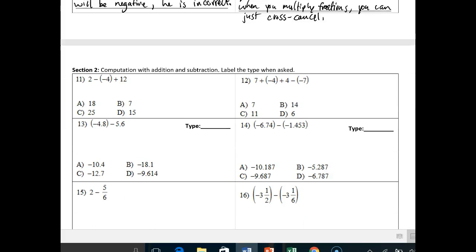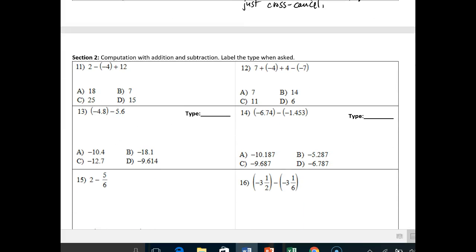All right. Number 11, you need to keep, change, change first. So keep, change, change. So I would have added this part up first, and that gives me 6 plus 12 gives me 18. Number 12, I would have keep, change, change first, and then I would have rewritten it as 7 plus negative 4 plus 4. This part gives me 14. This part, additive inverse, gives me 0, so B should have been your answer.